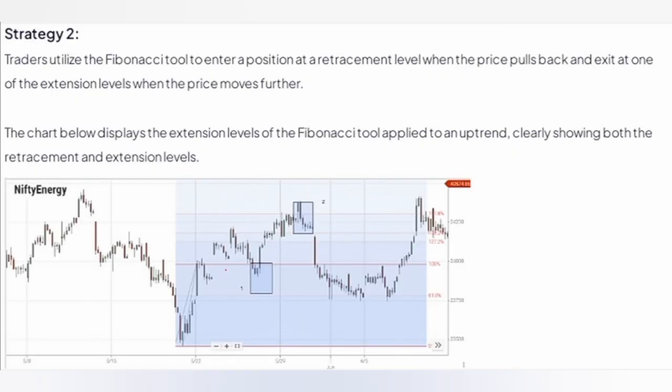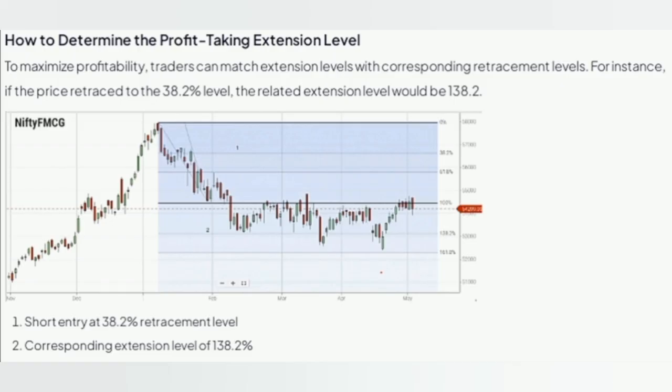Strategy 1. Fibonacci extension levels. 138.2% extension level. 161.8% extension level. Strategy 2. Traders utilize the Fibonacci tool to enter a position at a retracement level when the price pulls back and exit at one of the extension levels when the price moves further. The chart below displays the extension levels of the Fibonacci tool applied to an uptrend, clearly showing both the retracement and extension levels. Potential long entry at a retracement level. Potential exit at an extension level.